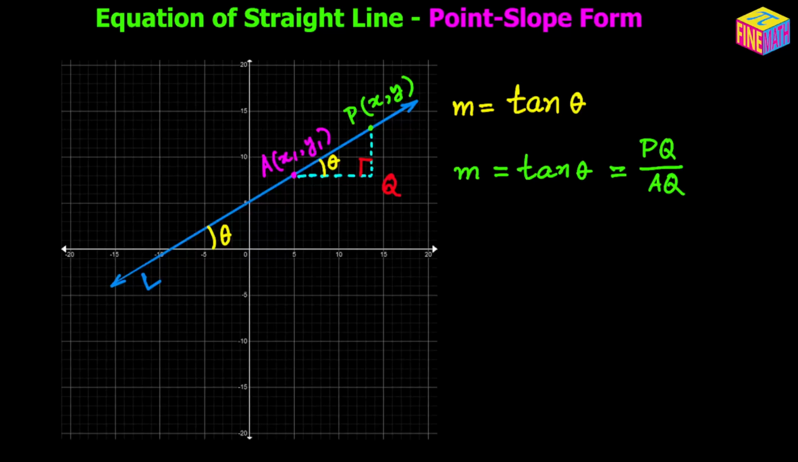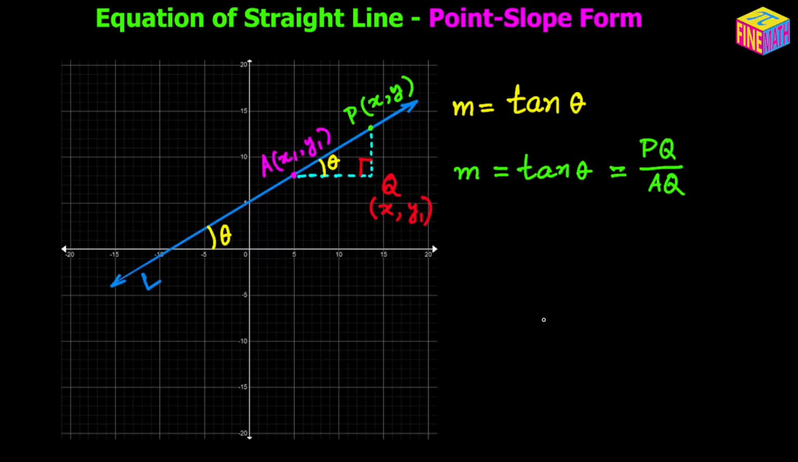So the coordinates of point Q would be like this. The x coordinate of Q would be the same as the x coordinate of P, because they both are on the same vertical line. So that would be x. And then what would be the y coordinate of Q? Well, the y coordinate of Q will be the same as the y coordinate of A, because A and Q are on the same horizontal line, and that is nothing but y sub 1.